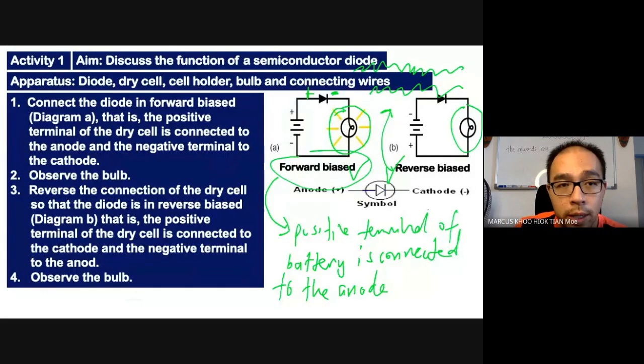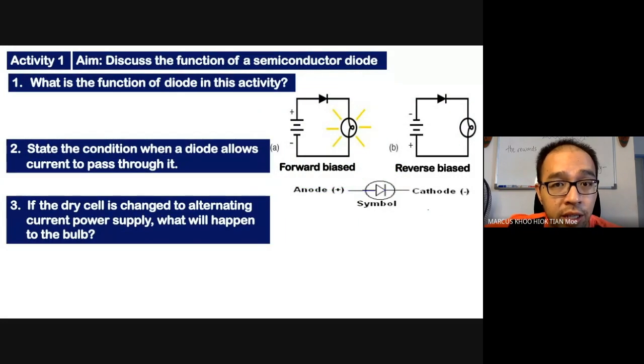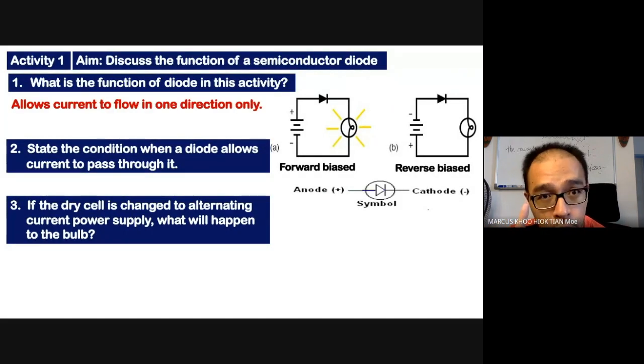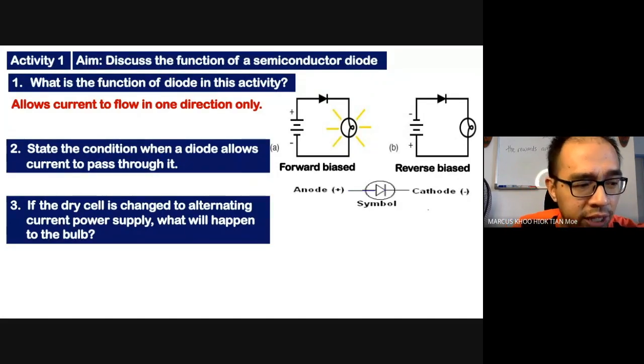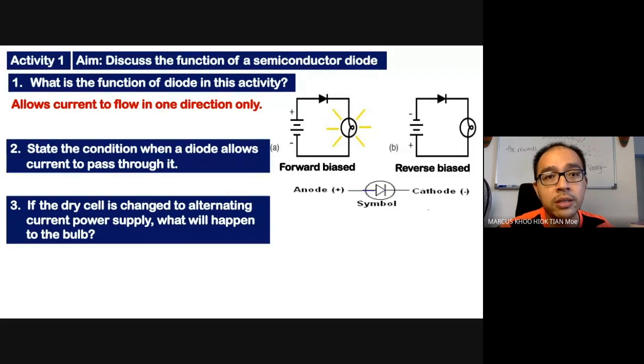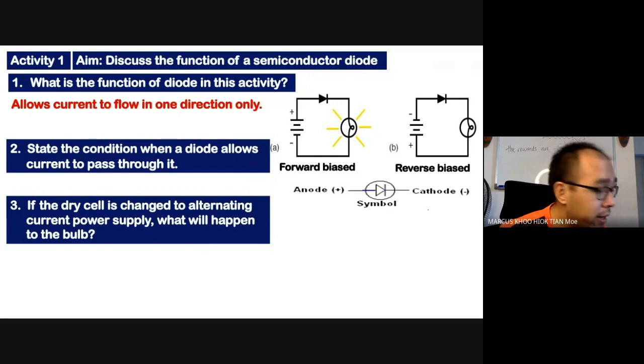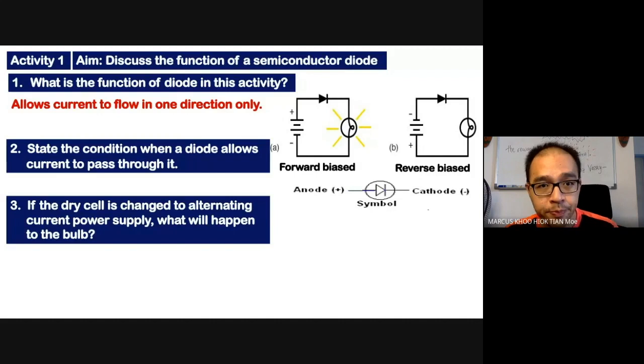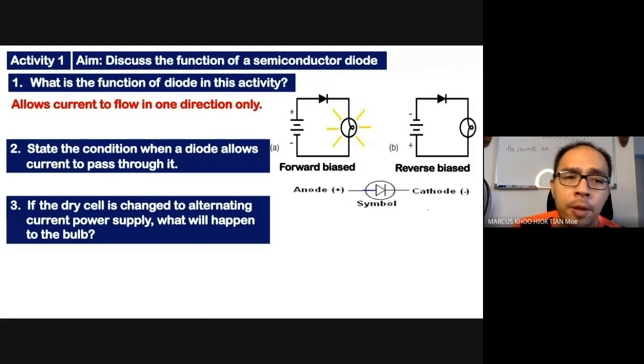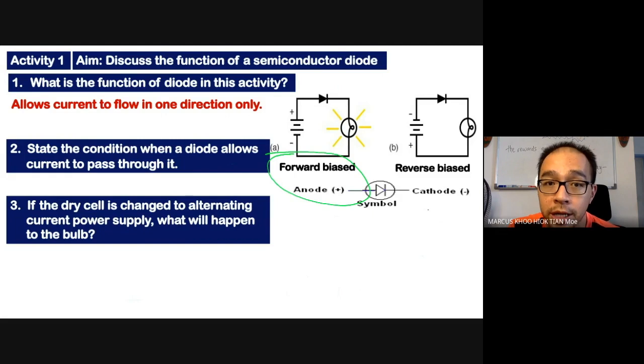So number one, what is the function of the diode in this activity? The function of the diode is to only allow current to flow in one direction only. This is generally the function of the diode, not just in this activity, but in general, a diode only allows current to flow in one direction only. Number two, state the condition when a diode allows the current to pass. This is the only condition where current can pass through the diode, which is forward bias.